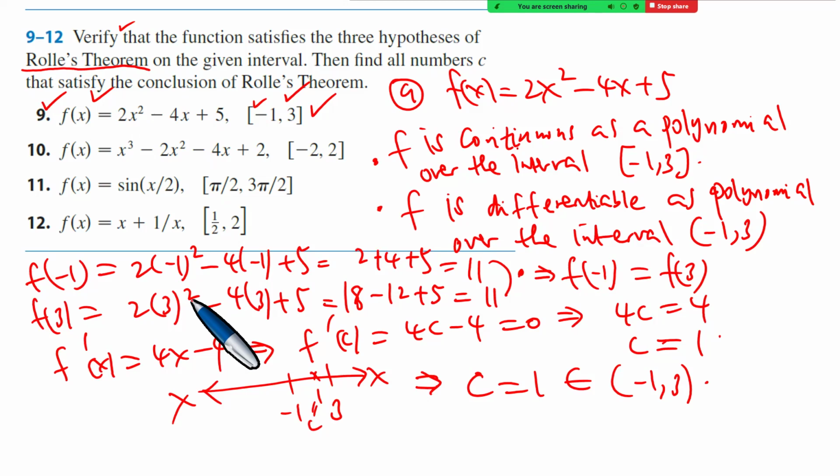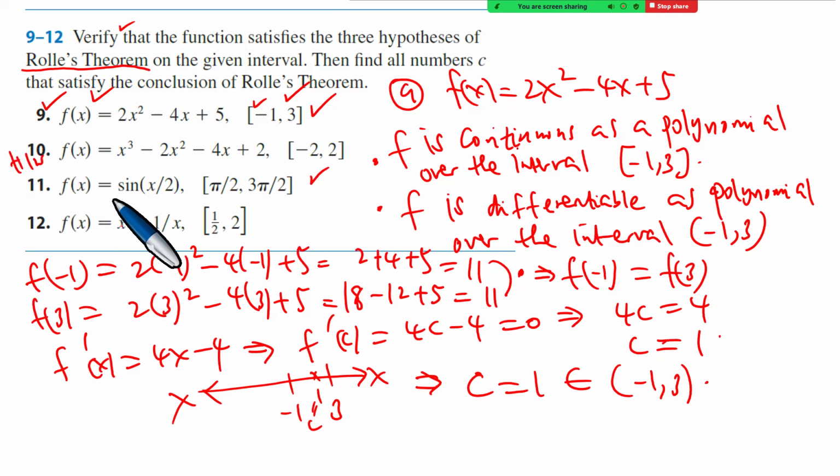Now, we're going to take some time to practice the next problem on Rolle's theorem. The next problem is problem number 10. Let's do number 10. Okay, let us do number 11 instead. Doesn't matter. If I do number 11, I'm leaving this one as homework.